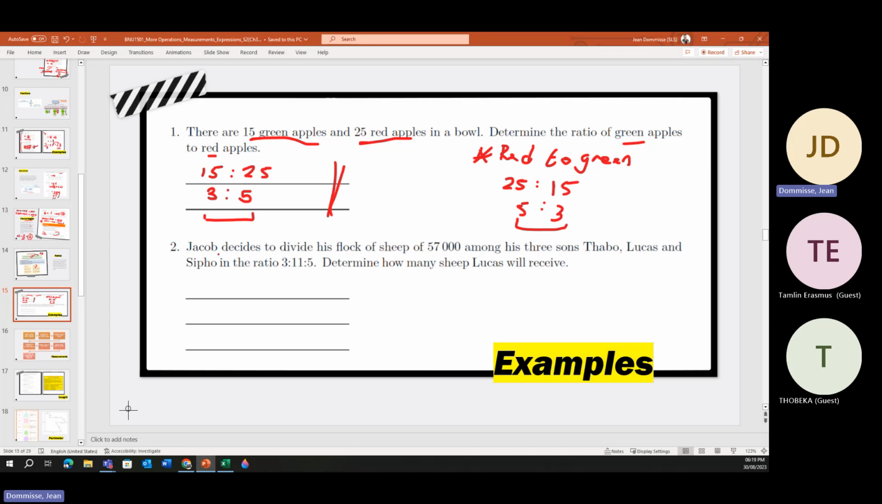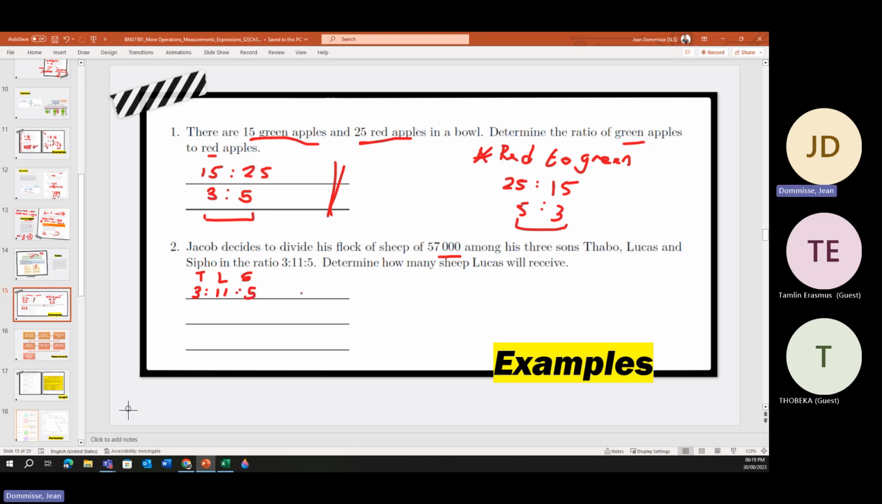Here they say Jacob decides to divide his flock of sheep, 57,000, amongst his 3 sons, Tabo, Lucas, and Sipho, and they get it in the ratio of 3, 11, and 5.